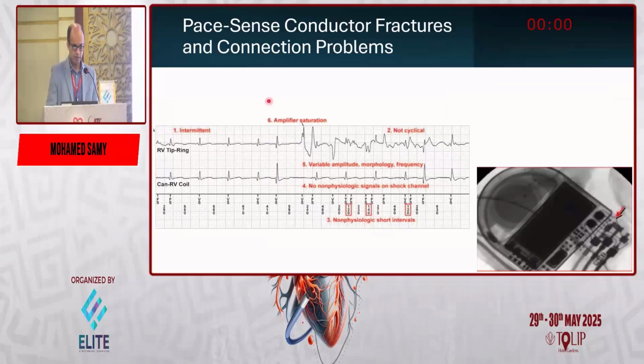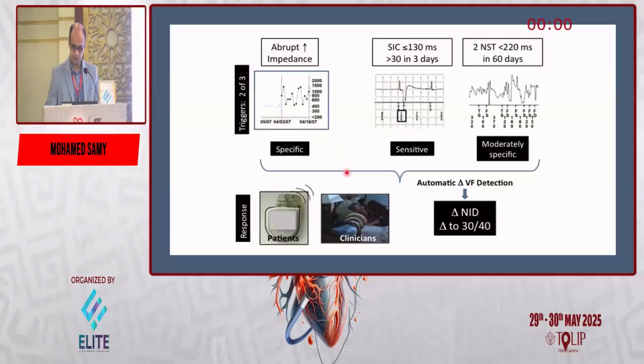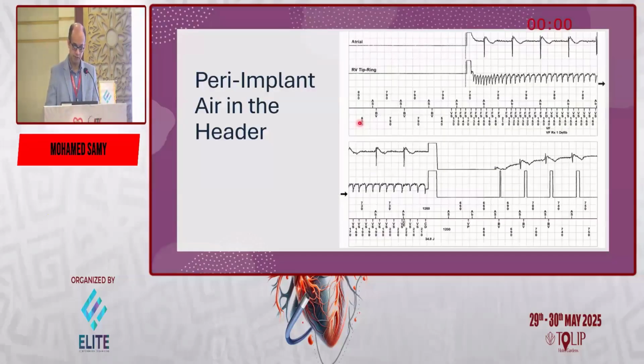Another item is conductor fracture and connection problems. It will usually be intermittent. It reaches amplifier saturation, non-cyclic, variable amplitude, non-physiological signals. We can see the interval of 140 milliseconds, and non-physiologic short intervals with non-physiologic signals. The lead integrity alarm in current devices will notify us about the lead integrity.